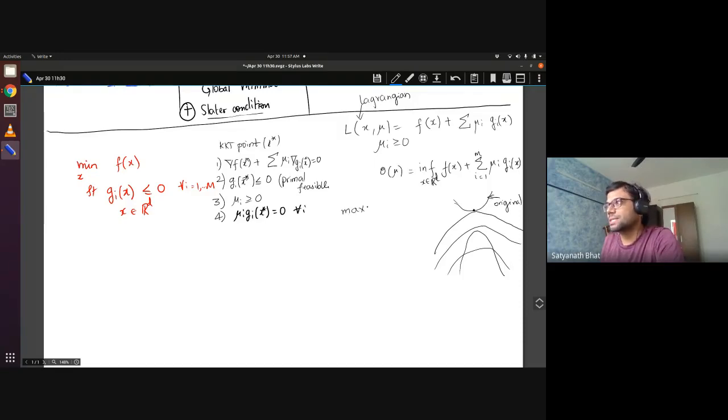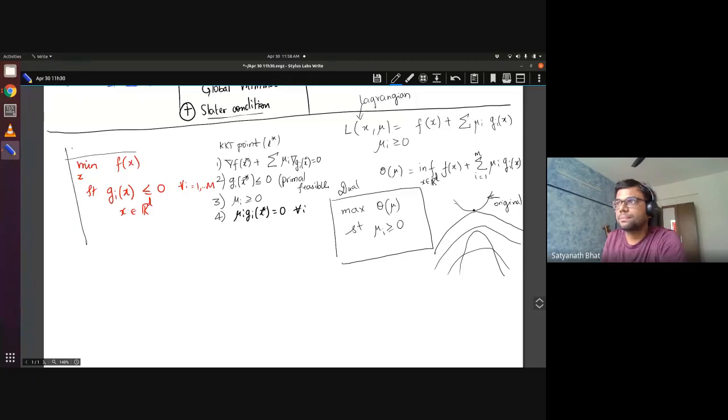So I will maximize theta of mu subject to mu_i greater than or equal to 0. So this is called the dual. This is called the dual for this primal problem. So this is the primal.